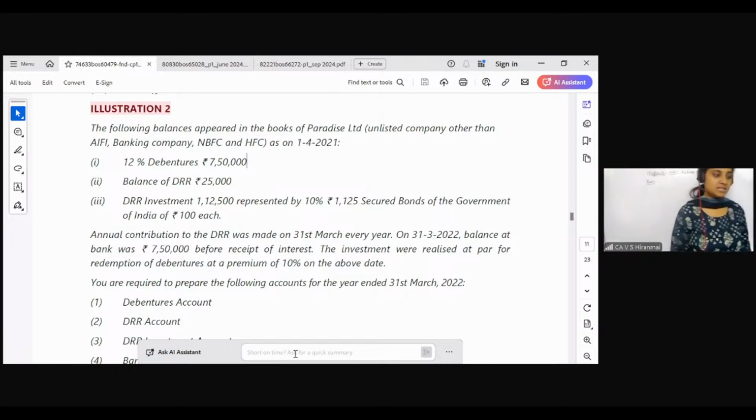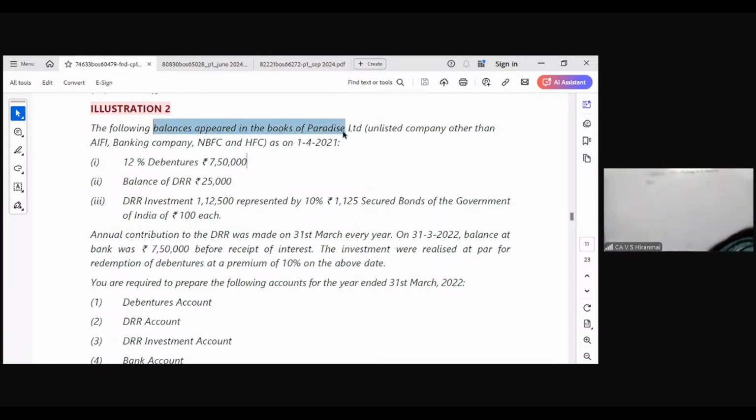Now, all of you, please see illustration number 2. The following balances appeared in the books of Paradise Limited, unlisted company other than... I told you for everything, this wording will come, okay? Meaning is you are supposed to create the DRR, DRR redemption, and DRR investment account.